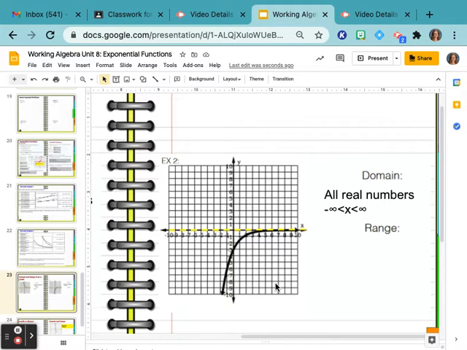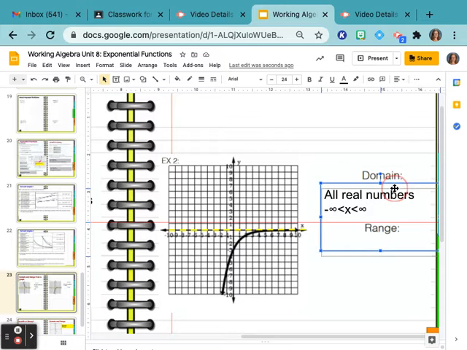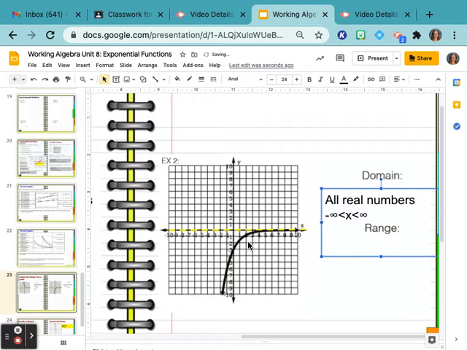So that's going to change our range. So what are the values of y? It's not going to be greater than. Since it's below, it's going to be less than 0. So y is less than 0 for our range.